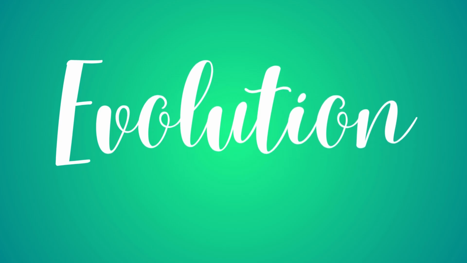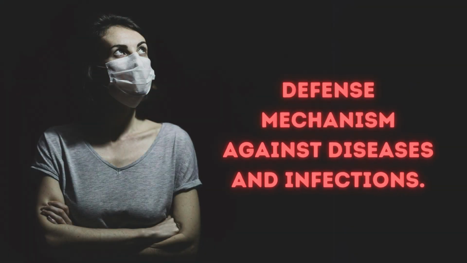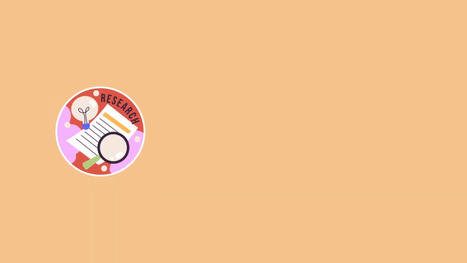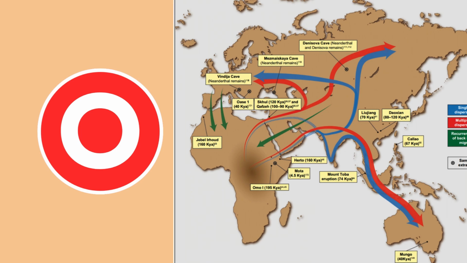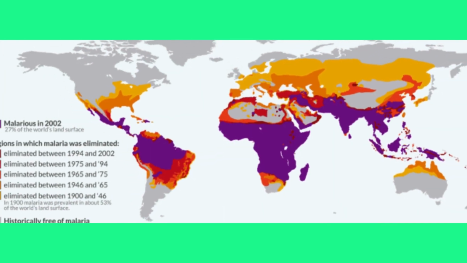Evolution. Blood types evolved as a defense mechanism against diseases and infections. Researchers have noted that type O seems to have evolved before humans migrated from Africa and is particularly prevalent in areas known as malaria endemic regions.